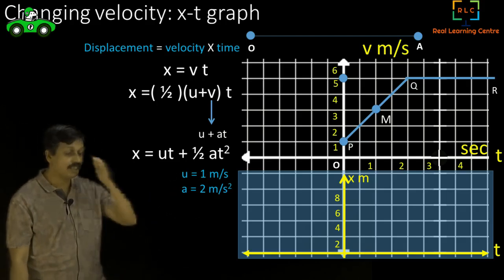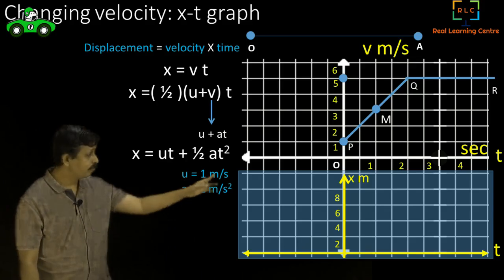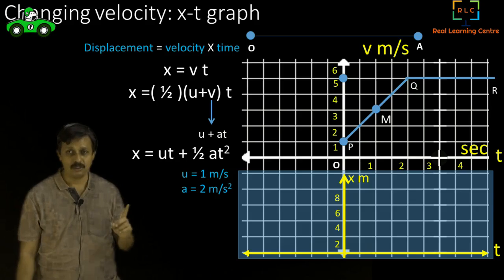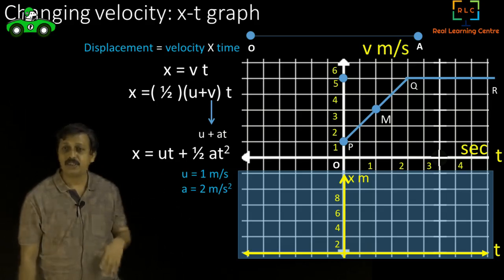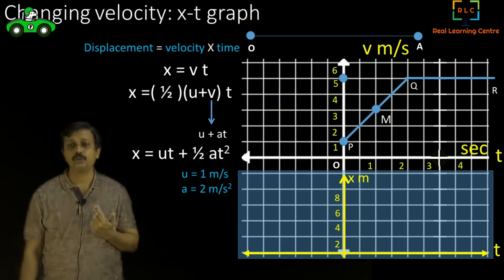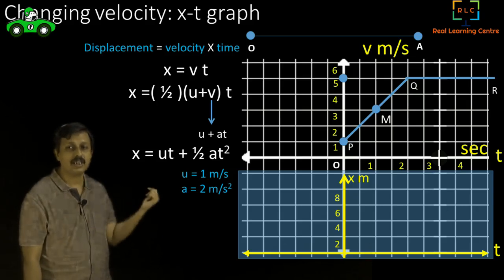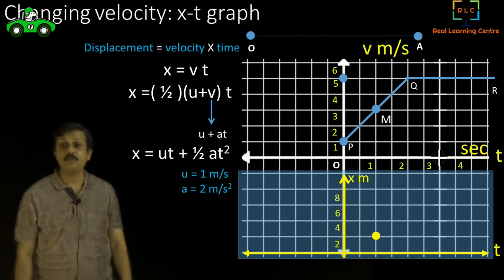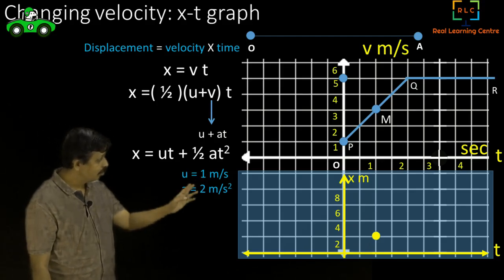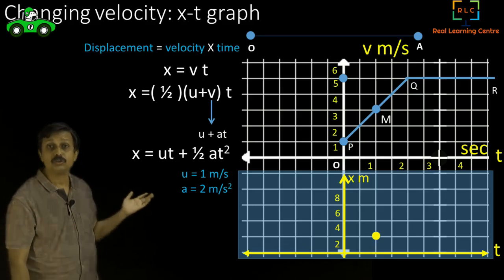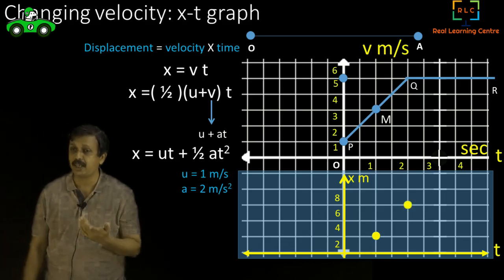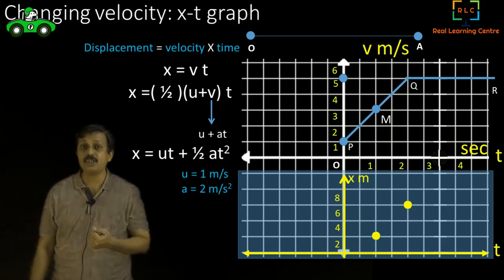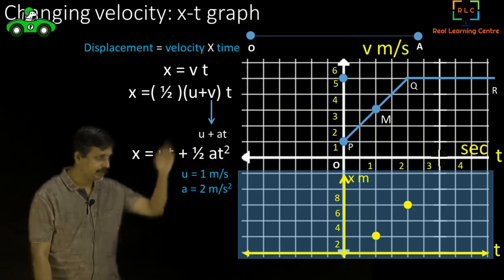Second point, we will give t is equal to 1. Half into 2 into 1 square is 1, plus 1 into 1 is 1, so basically 2. So when t is equal to 1, x is equal to 2. We will plot that as one point. Then we will plot another point for t is equal to 2, which gives x as 6.